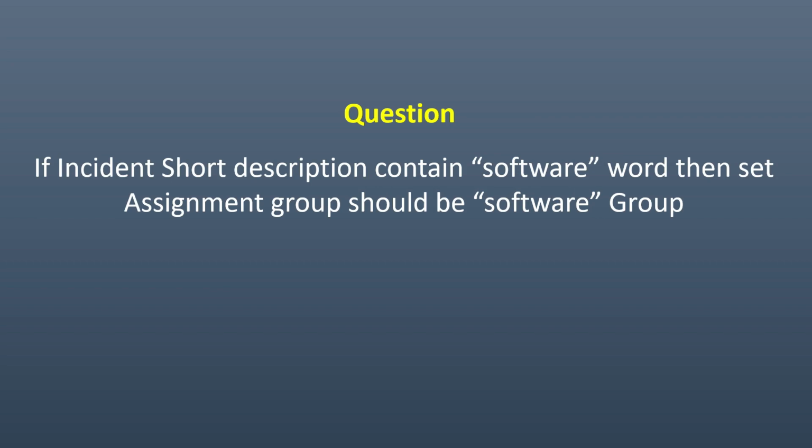For example, in the incident table, if any unknown user who doesn't have any knowledge of tickets creates one ticket, and in the short description they directly enter a word like software, then automatically, without manual effort, the assignment group should be software. So that's the question. How to achieve this, how to solve this, we need to see in today's session. Try to understand the question properly, then we'll go for the solution.